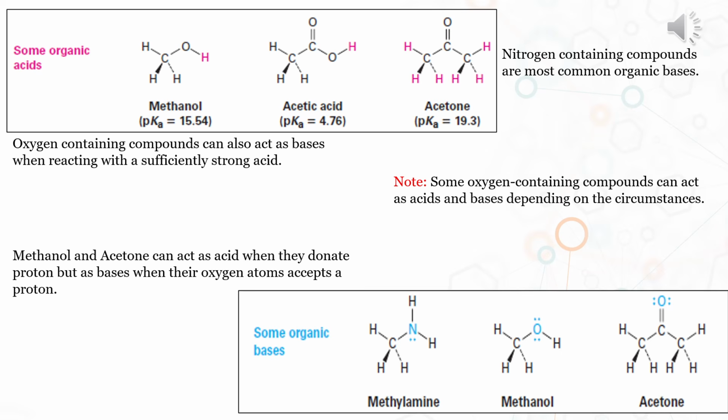However, take note of this important concept that oxygen-containing compounds can also act as bases, especially in reacting with a sufficiently strong acid. For example, methanol and acetone can act as bases when their oxygen atoms accept a proton. Depending on the reaction condition, methanol and acetone are amphoteric: they can act as acids when they donate a proton and as bases when they accept a proton.